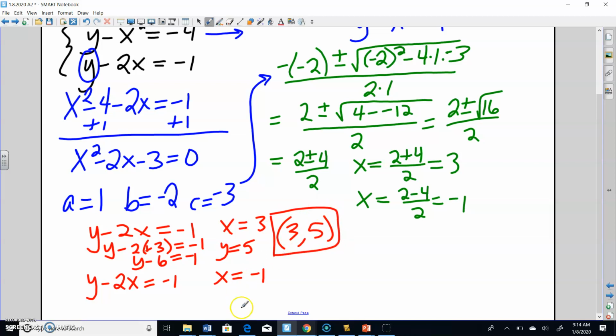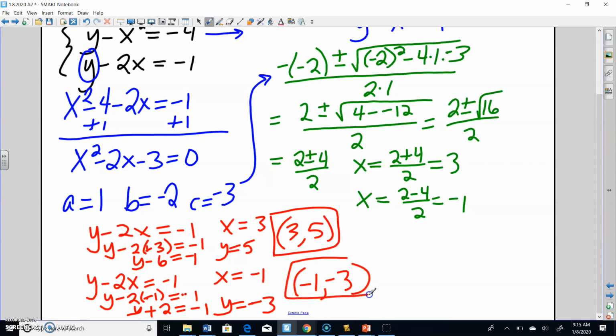Now I go to the second equation for my second x value, which is a negative 1. And I'll write y minus 2 times a negative 1 equals a negative 1. y plus 2 equals a negative 1, and then I'll subtract 2 over. So y is a negative 3. Does that look right? So that gives me the point negative 1, negative 3. So this parabola, which is the first quadratic equation, and the line intersect in these 2 points.